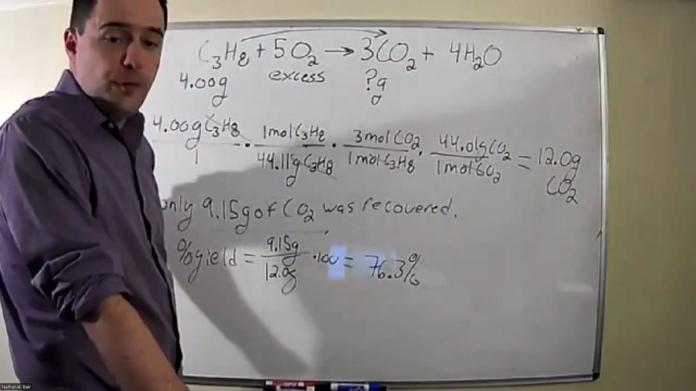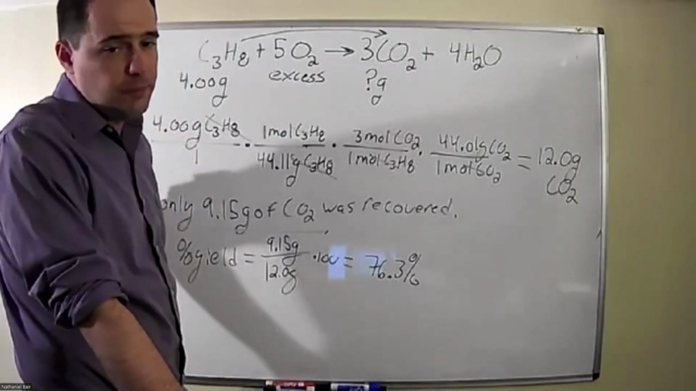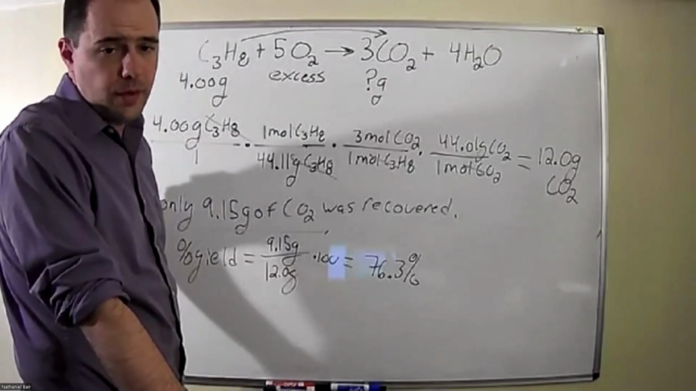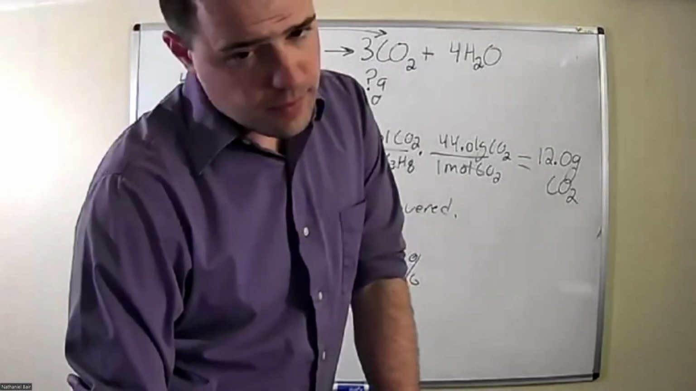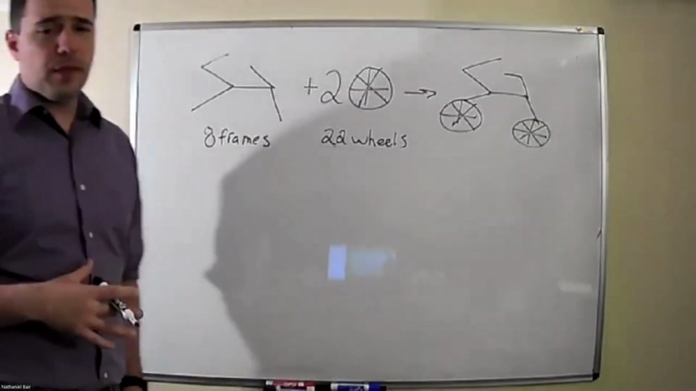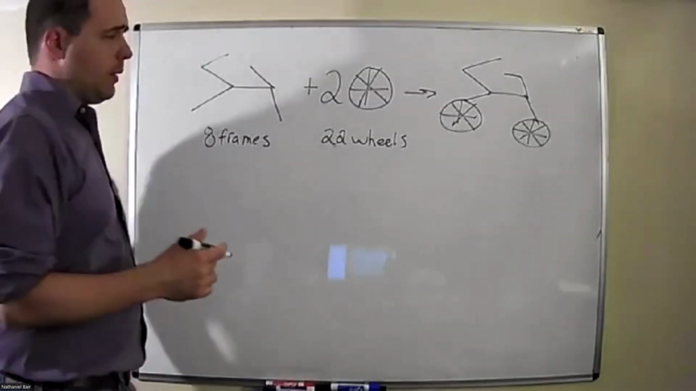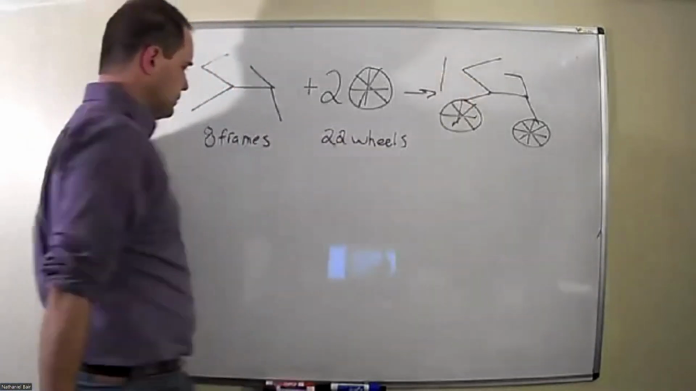But how we feeling, folks? Everything we just did there is fair game for tomorrow. What's not fair game for tomorrow, though, is the next step, which is limiting reactants, folks. Let's take a look at this. Back to the bicycles, right? Of course, we got a balanced chemical reaction here: 1 frame and 2 wheels making 1 bike.